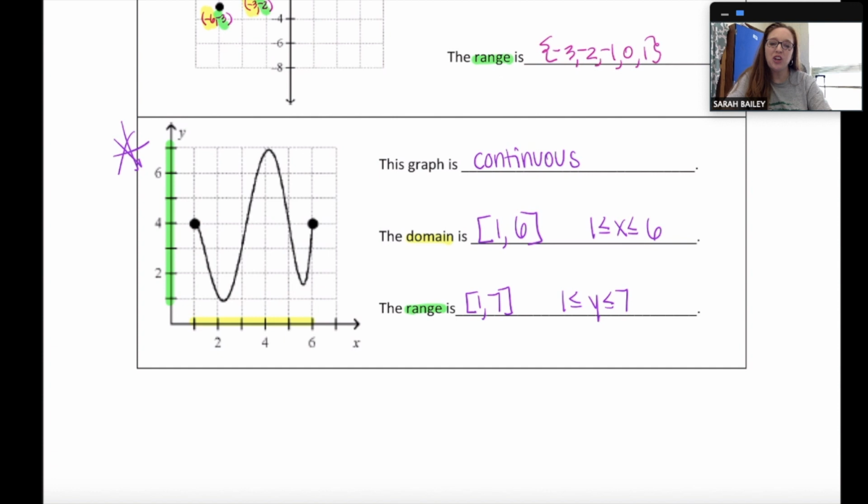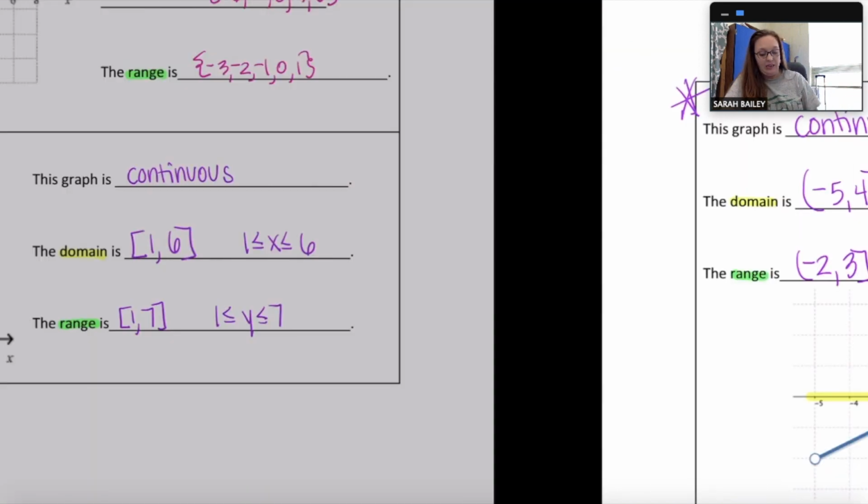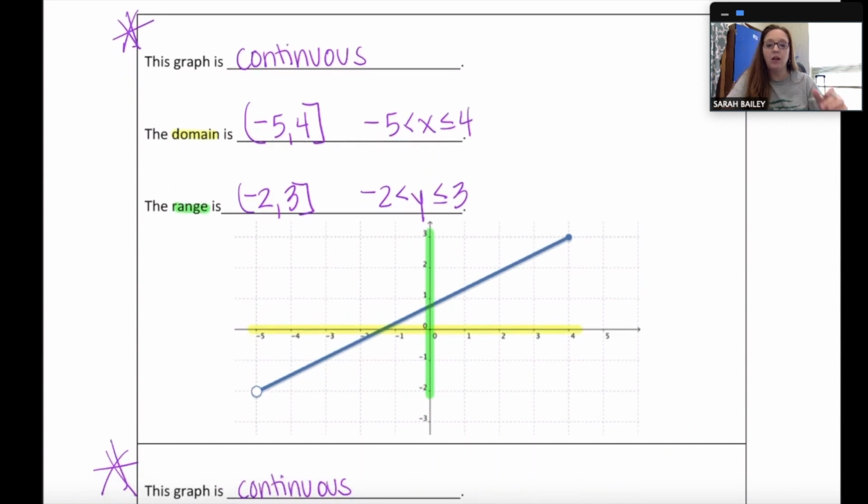Okay, so let's check over your answers to these last 3 problems that you just did. So here is the first one. And then let's talk about this one really quick. I just want to point out that there was an open circle right here, which means that this is not a point. This is like the barrier point. So when you wrote in your domain, the domain does go from -5 to 4. However, -5 is not a possible value. So you should have had the parentheses with the -5.